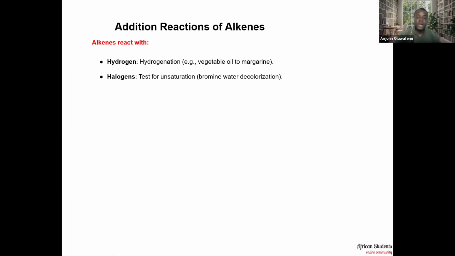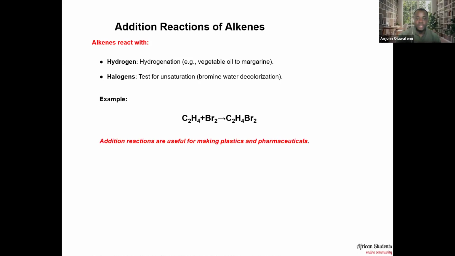So it can also add up with halogens: chlorine, fluorine, bromine, and so on. So you can have something like this when ethene reacts with bromine to give us bromoethane. So that's that for that. Addition reactions are useful for making plastics and pharmaceuticals. They are very, very useful for making plastics. You can make PVC, polyvinyl chloride, and so on, from addition reactions involving alkenes. And then you can also produce different pharmaceuticals from addition reactions involving alkenes.